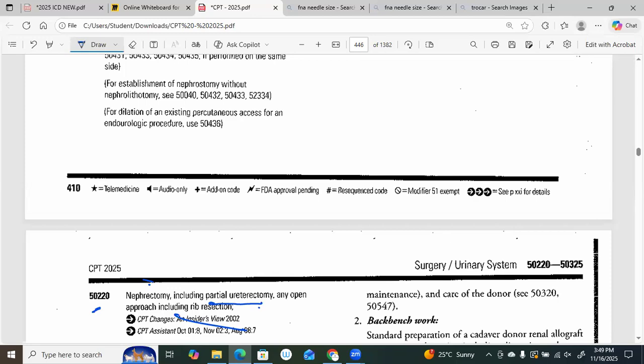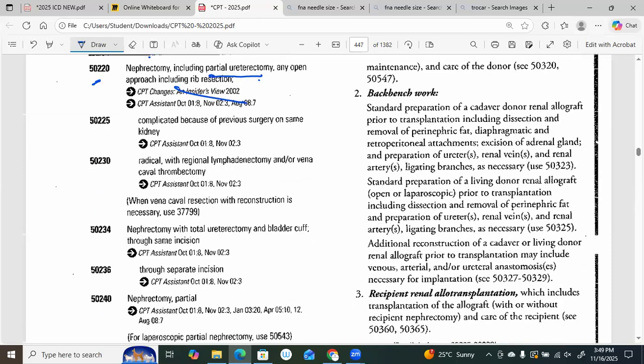Okay. The next code we have is 50225. The nephrectomy is complicated because the patient had previous surgery on the same kidney. If it is complicated, we are going to use 50225. You have to remember that with 50225, you are not going to use modifier 22, because modifier 22 is included in this. So we are not going to use modifier 22 in conjunction with 50225.